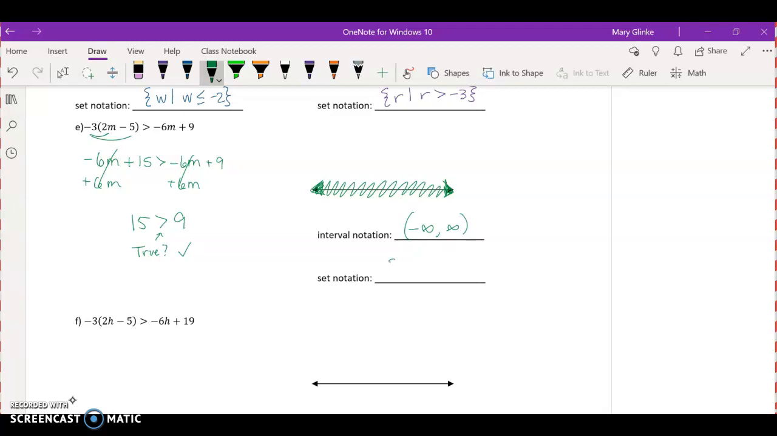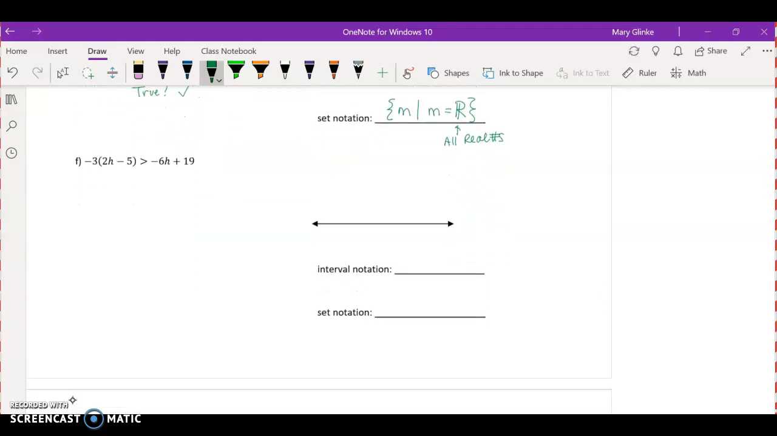For set notation, when it's infinitely many solutions, we're going to define our variable such that now all real numbers should work. So we're going to say m has to be any real number. So m equals all real numbers. This capital R with a line through it stands for all real numbers. So that's the infinitely many case.